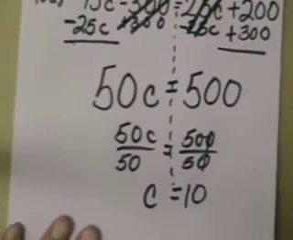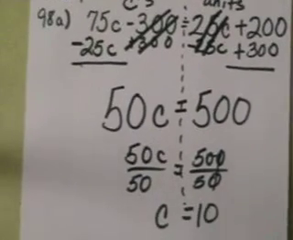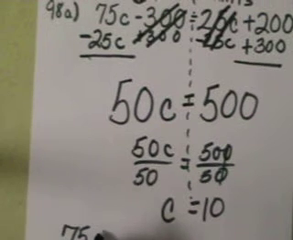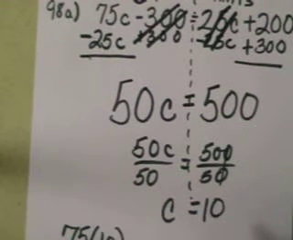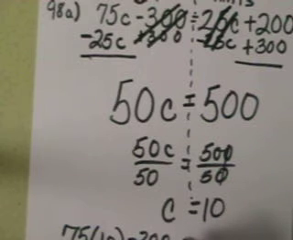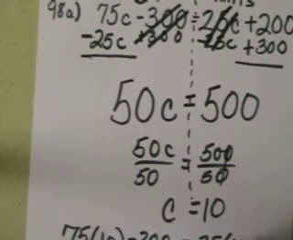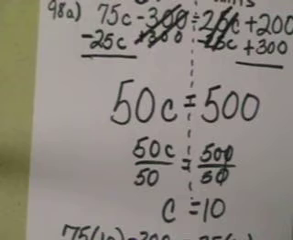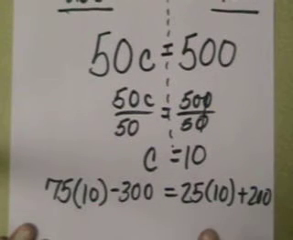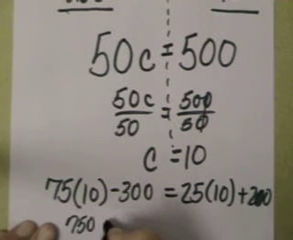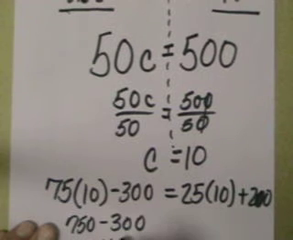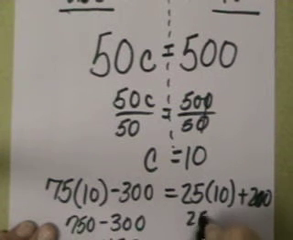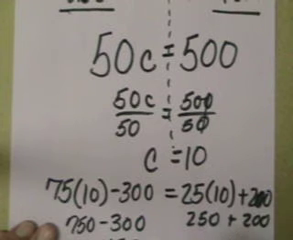Okay. Now, how do I check it? Well, I check it by plugging it back into what I had. 75, then it was a C, so since there was a C there, I'm going to put 10, minus 300, and I'm really hopeful that I've got the right answer. 25 times 10 plus 200, then I'm going to get an equation where both sides are equal. 75 times 10 is 750, minus 300 should be 450. 250 plus 200 is 450. So I got the same answer.